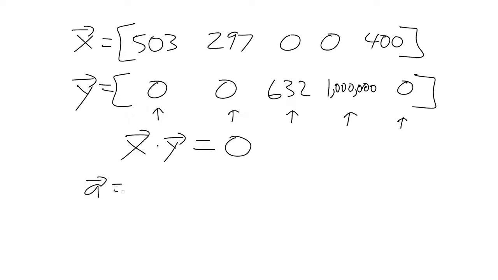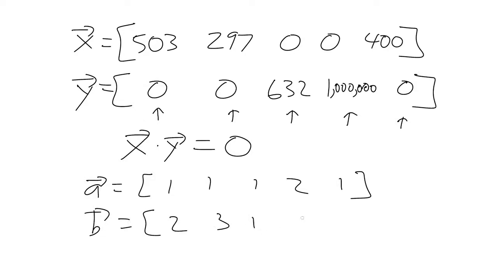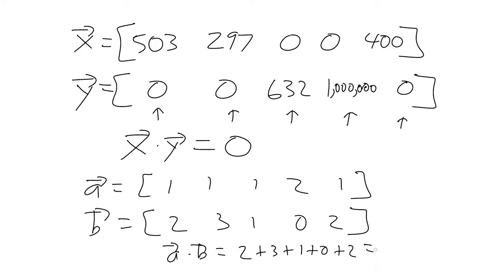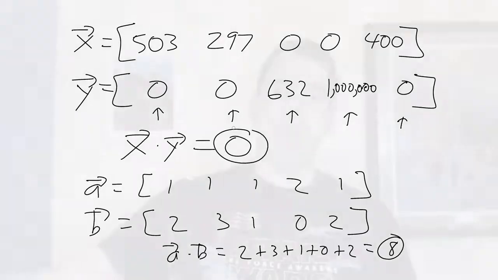Heck, I might as well have taken this vector, 1, 1, 1, 2, 1, and b 2, 3, 1, 0, 2. That's going to give us a bigger dot product than the first one, right? Even though all these elements are minuscule, we're going to get 2 plus 3 plus 1 plus 0 plus 2, whatever that works out to be, 3, 4, 5, 6, 7, 8. So 8. So this 8 beats this 0, even though there are some huge elements in x and y.